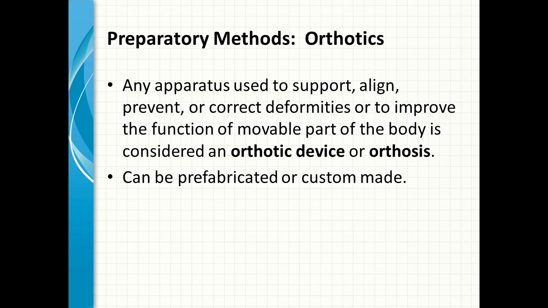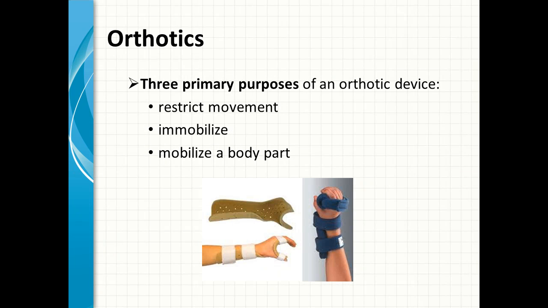What are orthotics? Orthotics are defined by your text as any apparatus used to support, align, prevent, or correct deformities, or to improve the function of a movable part of the body. Orthotics can be prefabricated or custom made. There are 3 primary purposes of an orthotic device. 1. To restrict movement. 2. To immobilize a body part. 3. To mobilize a body part.